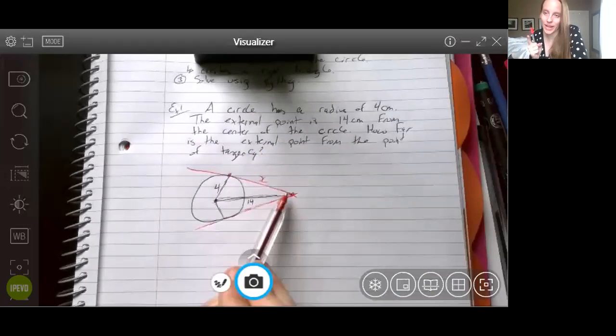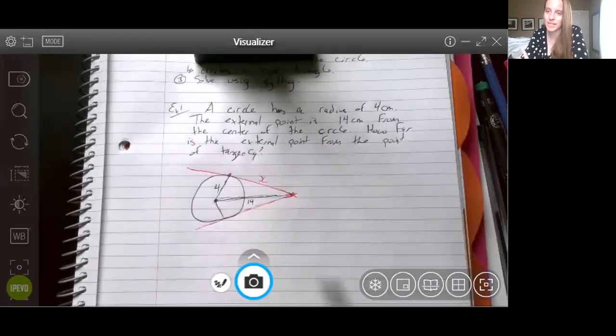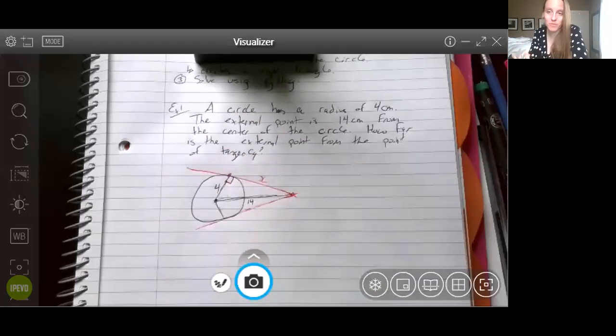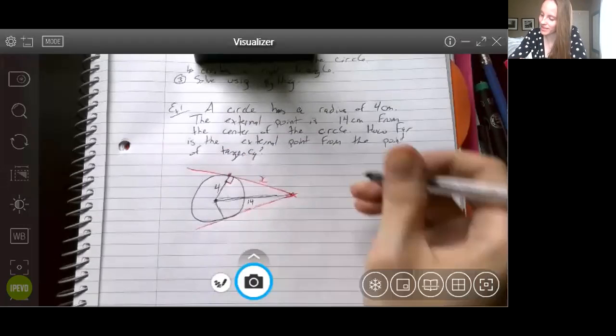Now, the one thing I want you to remember is where to put your right angle. Most common mistake with tangent problems is people putting the right angle in the center of the circle right here. You will never have a right angle at the center of your circle. It must be where the radius meets the tangent line. So that's really important when we're figuring out how to plug these numbers into Pythagorean theorem.